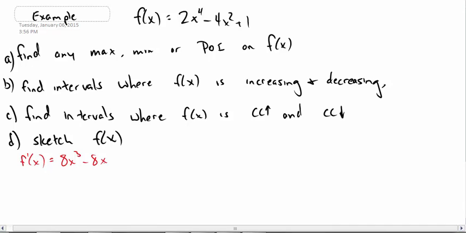Okay, so we saw this in the previous example. This was the same problem, but we'll run through it one more time. To find part A, the max, min, points of inflection, we need to set this first derivative equal to 0. And this is factorable. And we get critical values of 0 and plus or minus 1.